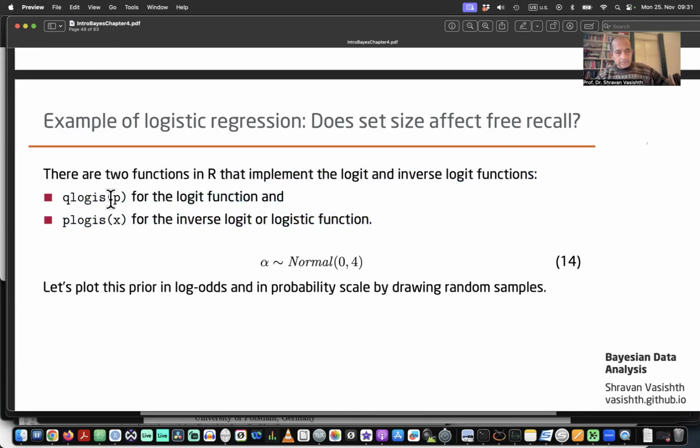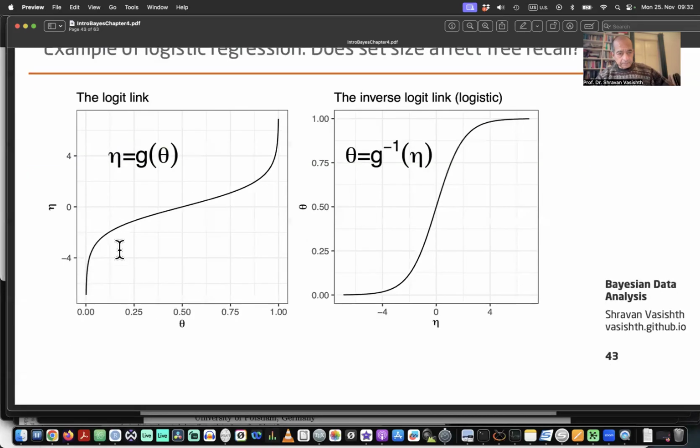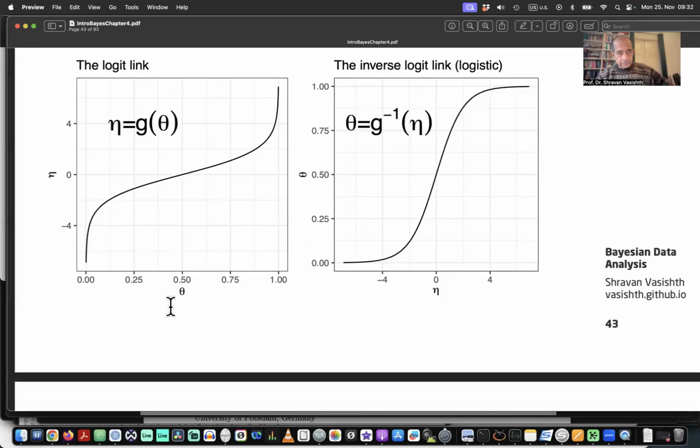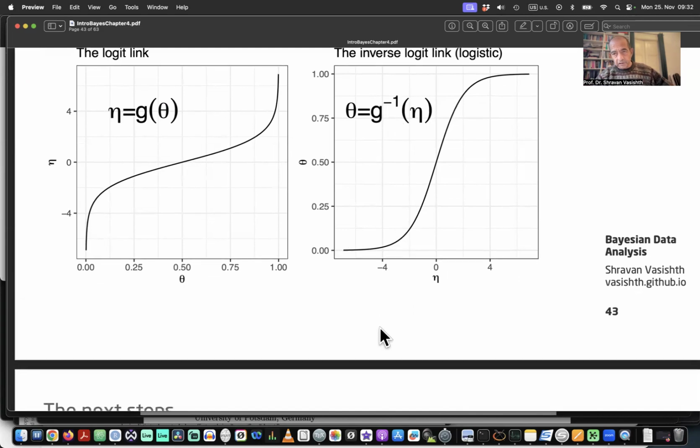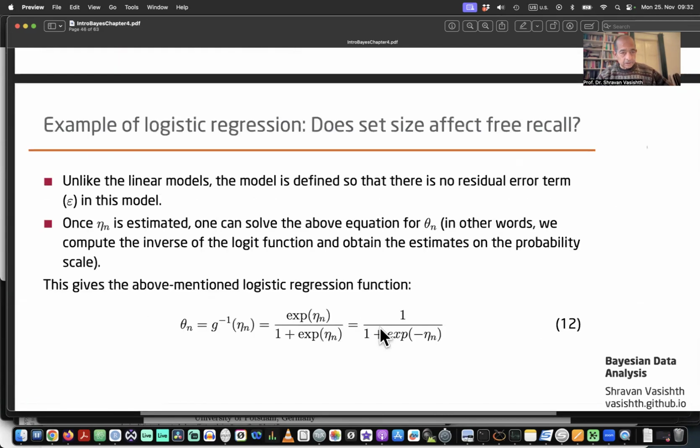qlogis will take in as input a probability. Remember, qlogis takes as input a probability and returns a log odds. And plogis is the other function, which will take a log odds value and return a probability. So that's the equation I just derived, solving for theta. Okay, that's the plogis function.